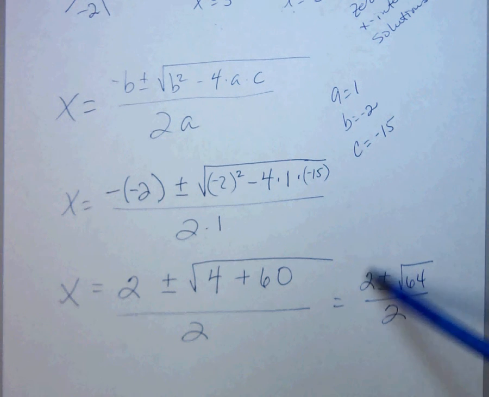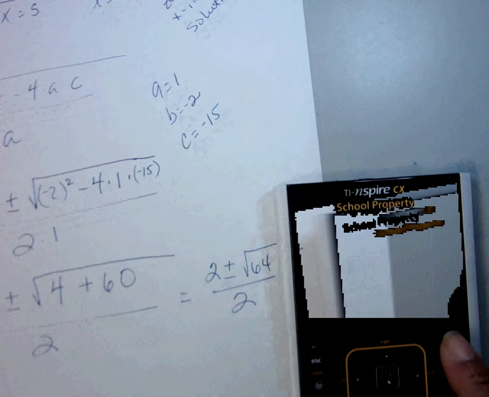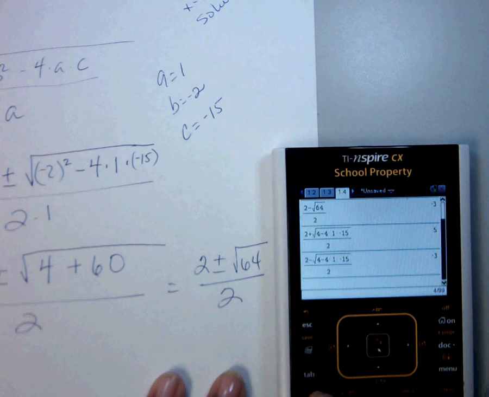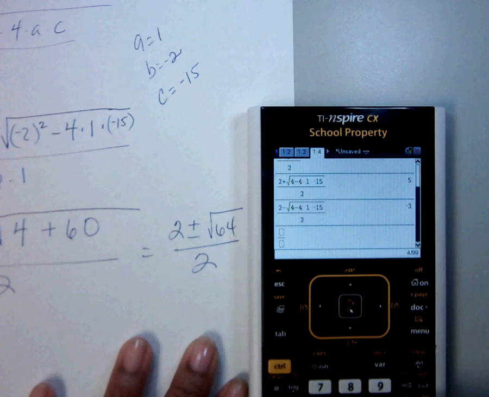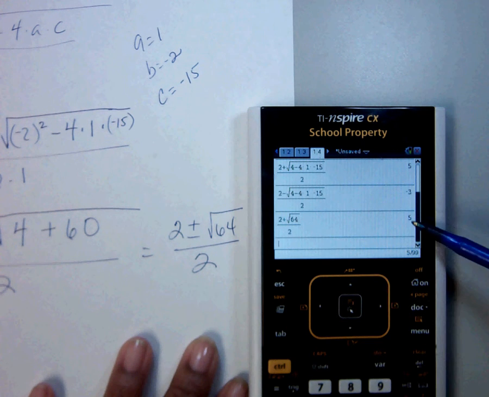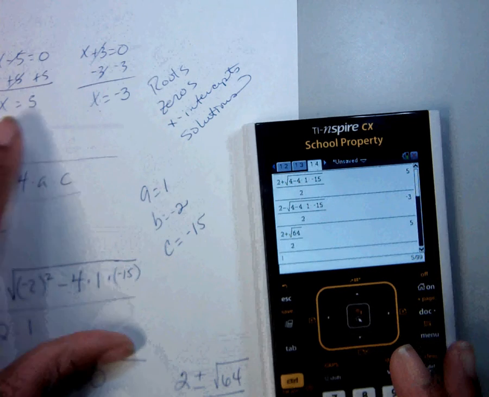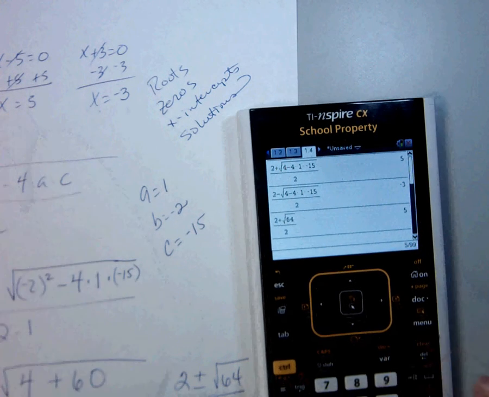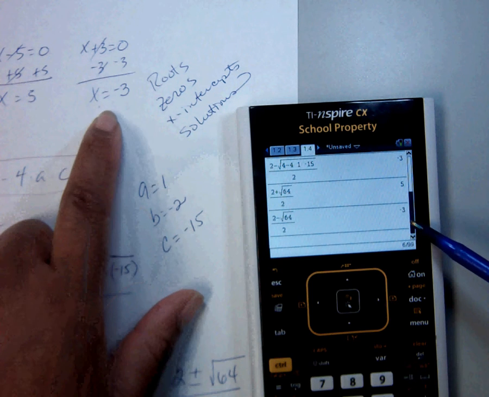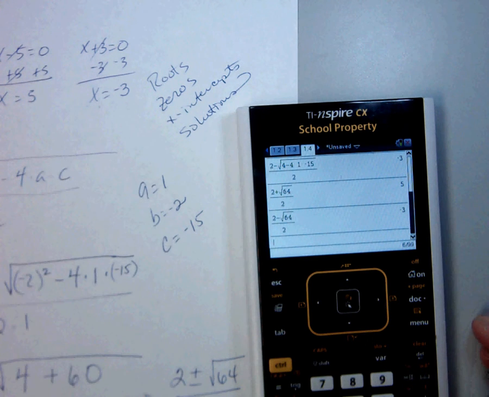And you can stop there and use the calculator if you want. Let me show you. That gives me control divide. Gives me my fraction. That's 2 plus the square root of 64 all over 2, which is 5. And that's what I got earlier up here. So it's 5. And then I'm going to hit up, highlight it, bring it down, put in a minus sign. And there is my negative 3. So that's correct.